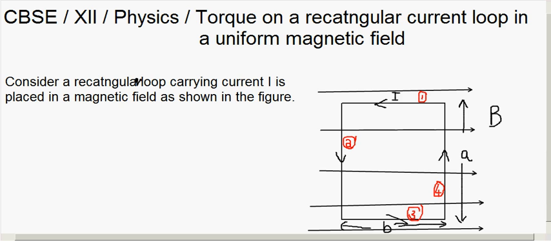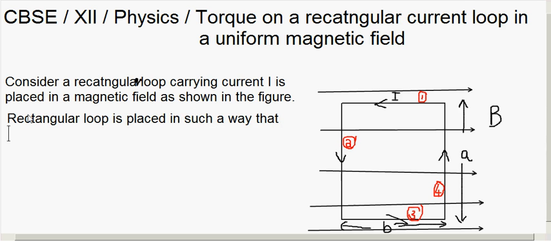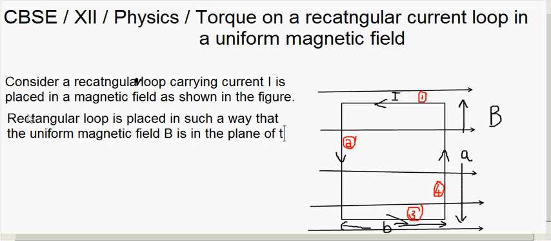The loop is placed in such a way that the uniform magnetic field B is in the plane of the loop. That is, they are parallel to each other. Now because the plane of the loop is parallel to the magnetic field, if you see, the forces acting on sides 1 and 3 will become 0 because these sides are parallel to the magnetic field.